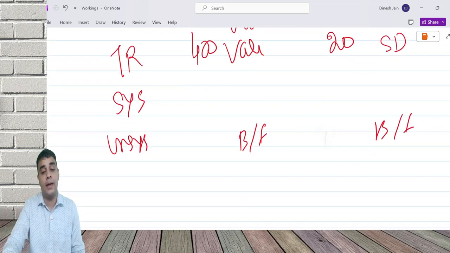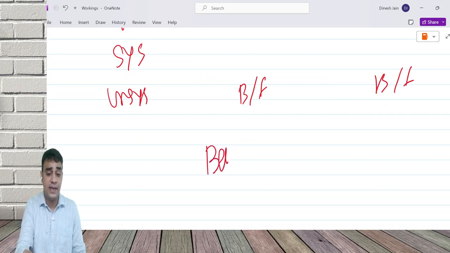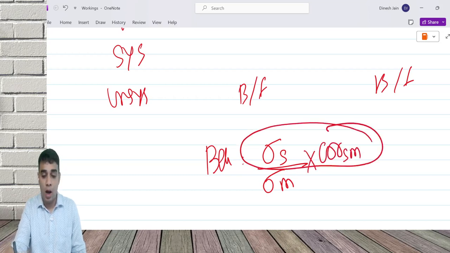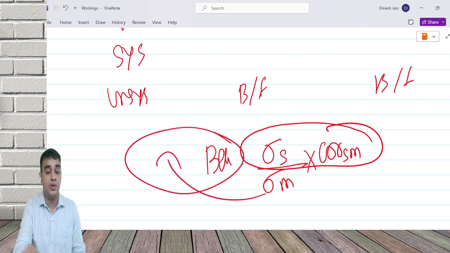What is the formula 2 of beta calculation? Beta is equal to standard deviation of security by standard deviation of market into correlation SM. Either use this, or you take this to the other side and use that. Either use the left hand side or the right hand side.